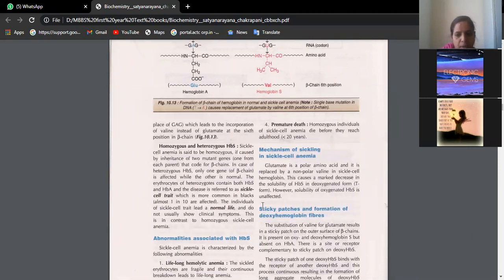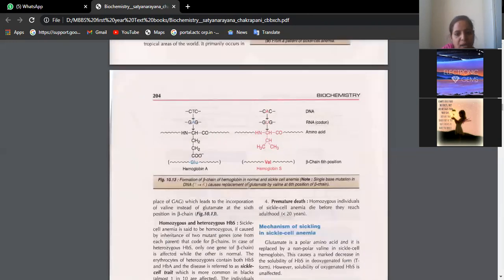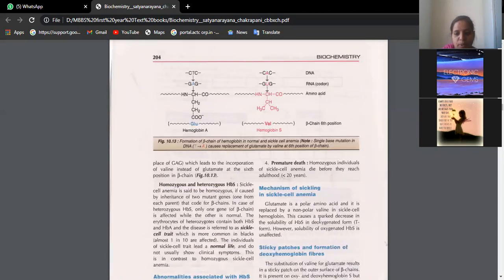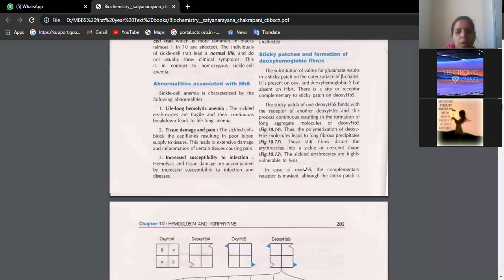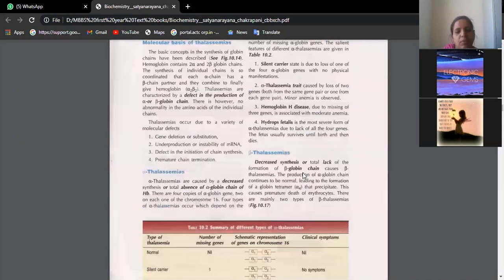Glutamate is a polar amino acid and it is replaced by non-polar valine. So that is leading to, this is normal adult hemoglobin, hemoglobin A, whereas because of the replacement of this amino acid, now it is sickled hemoglobin, hemoglobin S. Okay, after this, you just give thalassemia.